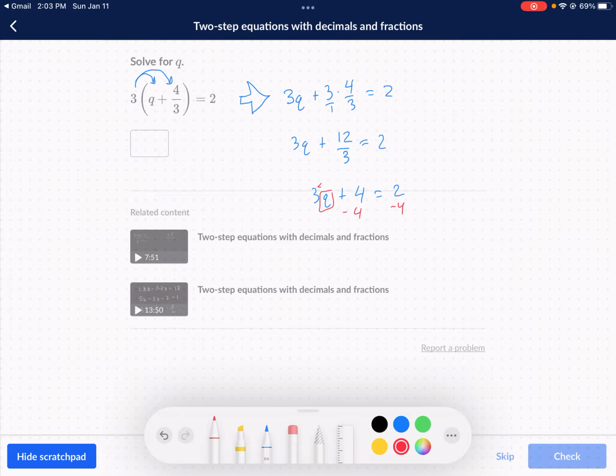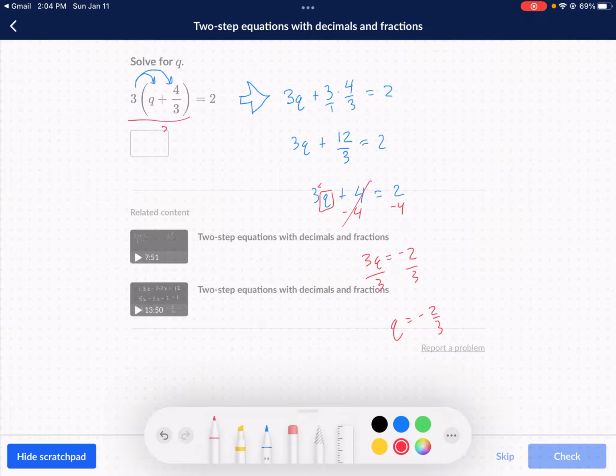So I subtract 4 from both sides. That cancels out. I get 3q equals 2 minus 4, which is negative 2. I divide by 3 on both sides, and I get q equals negative 2/3. And that's my answer, okay? So kind of a different way to do it, but you get the same result as if you would have divided by 3. So now I can show you what that looks like.